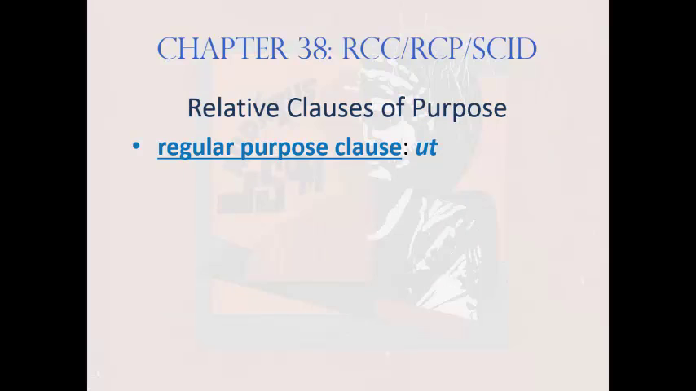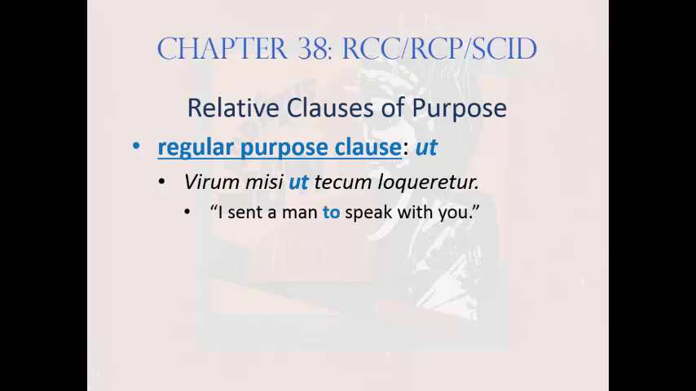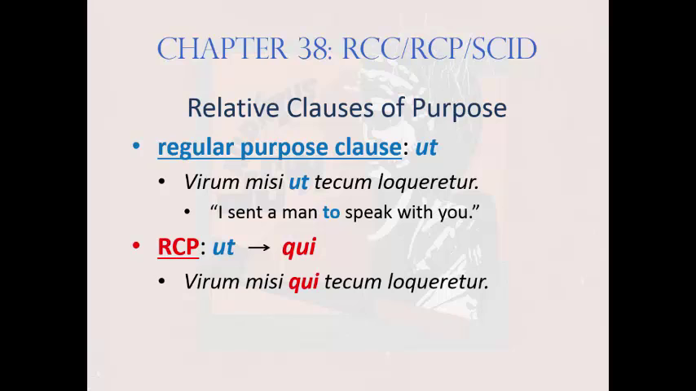Regular positive purpose clauses, as we saw back in chapter 28, use ut. For example, virum misi ut tecum loqueretur, meaning, I sent a man to speak with you. RCPs make one simple change. They replace ut with a relative pronoun form like qui. For instance, virum misi qui tecum loqueretur, meaning basically the same thing. I sent a man to, literally who was to, speak with you.